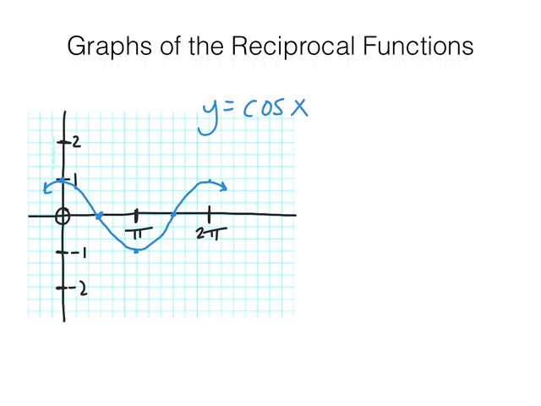Here we have the graph of y equals the cosine of x. So, as we did with sine and cosecant, now we're graphing secant. So I'm going to put y equals secant x. Everywhere that you see a value of 0, draw an asymptote.